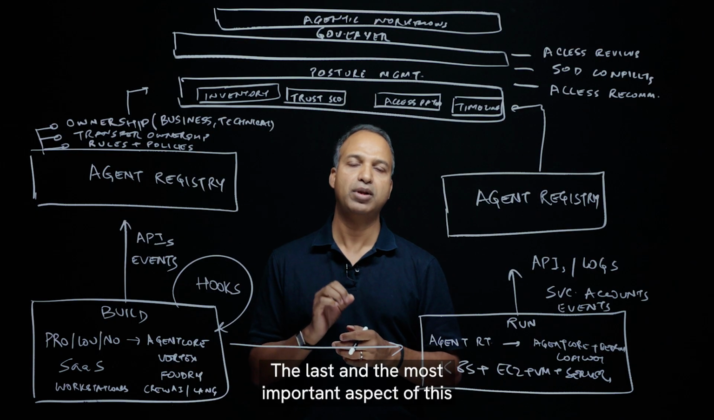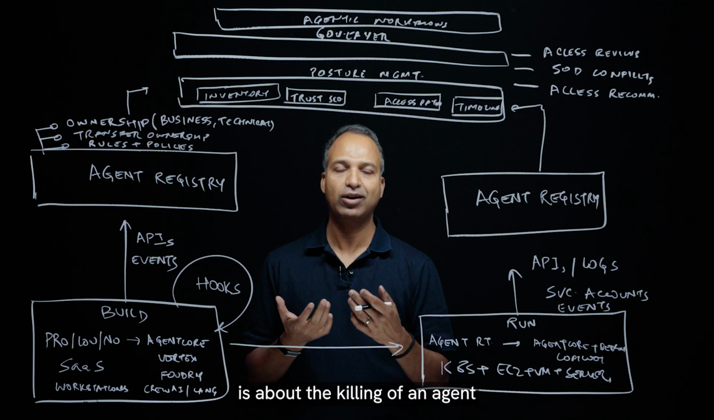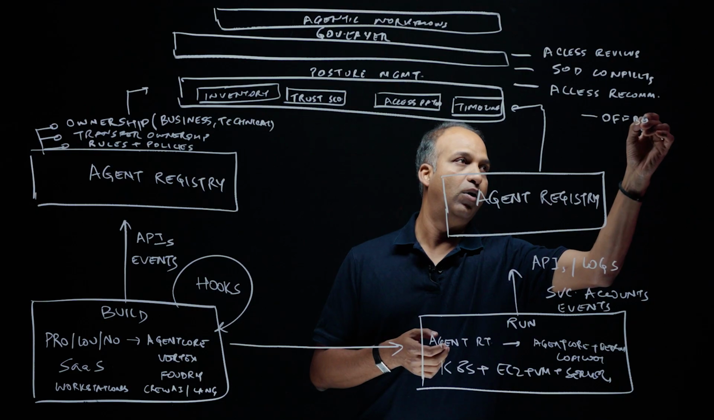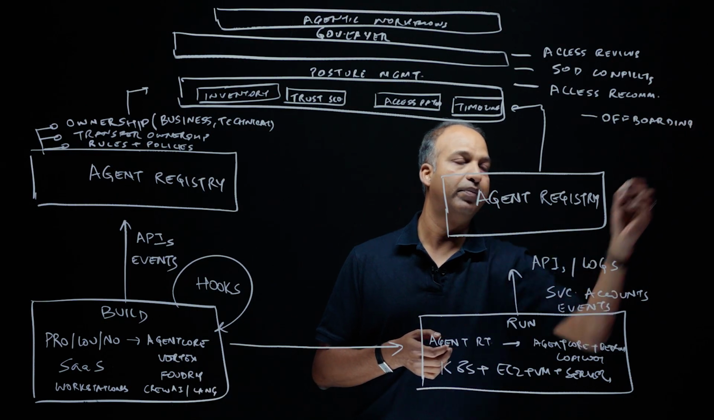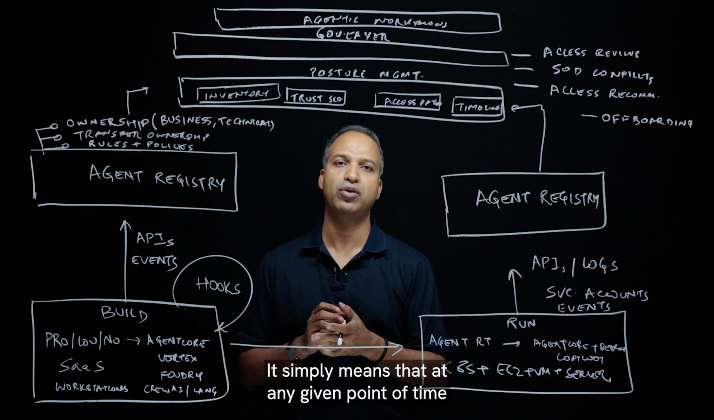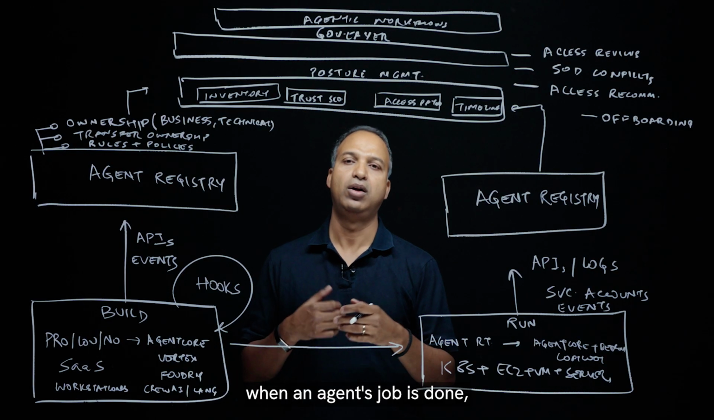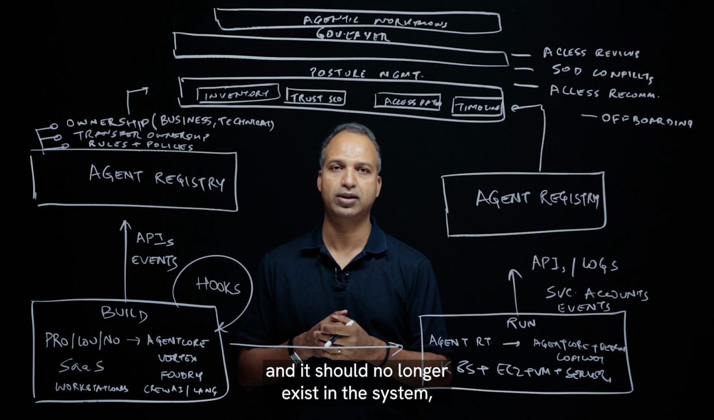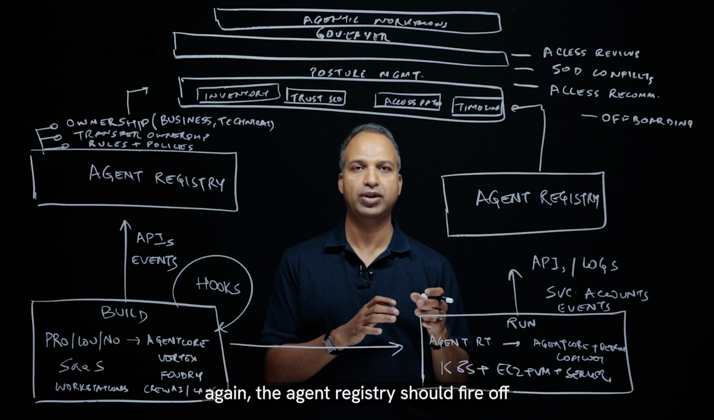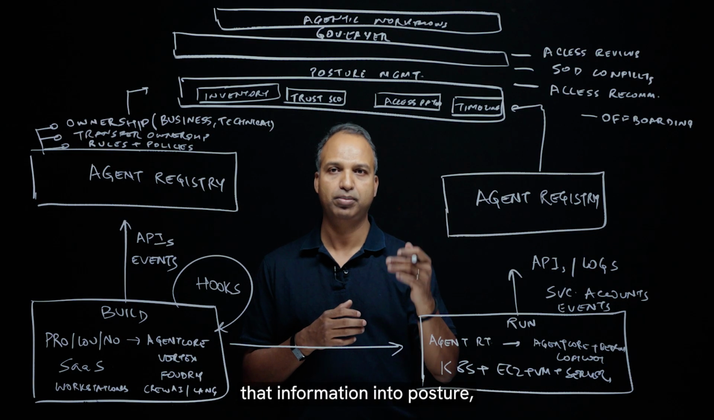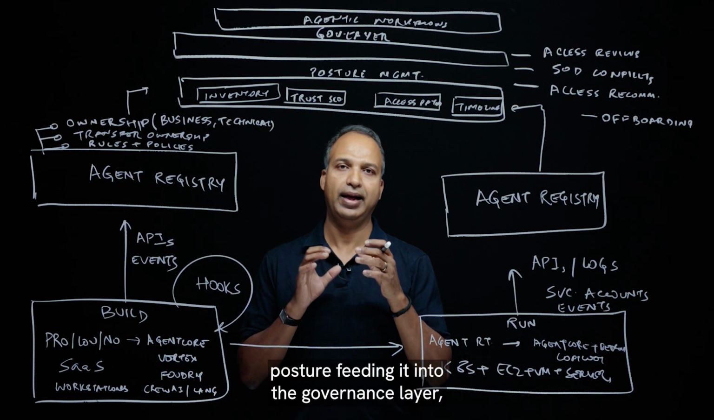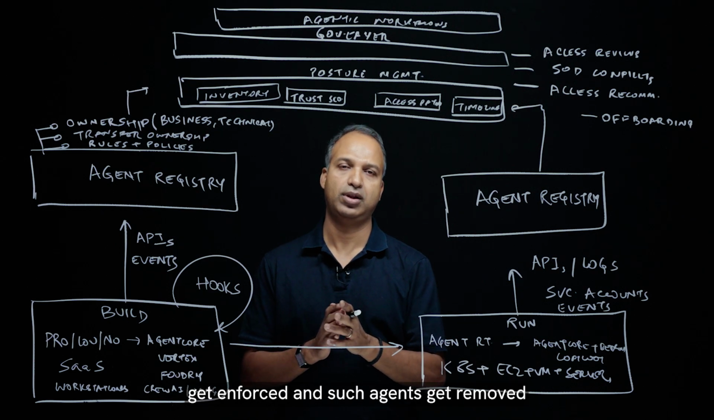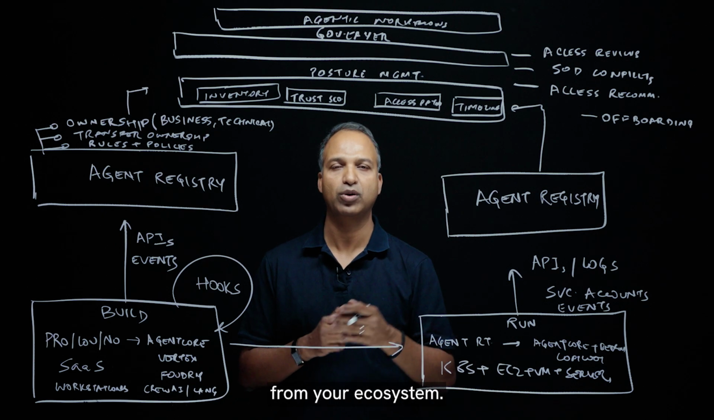The last and the most important aspect of this is about the killing of an agent or offboarding of an agent, which also falls in the governance layer. It simply means that at any given point of time, when an agent's job is done, or if an agent has been marked as rogue and it should no longer exist in the system, again, the agent registry should fire off that information into posture, posture feeding it into the governance layer, ensuring that your organizational security policies get enforced and such agents get removed from your ecosystem.